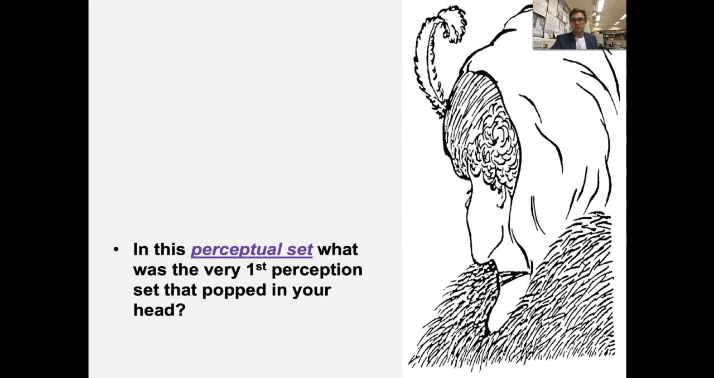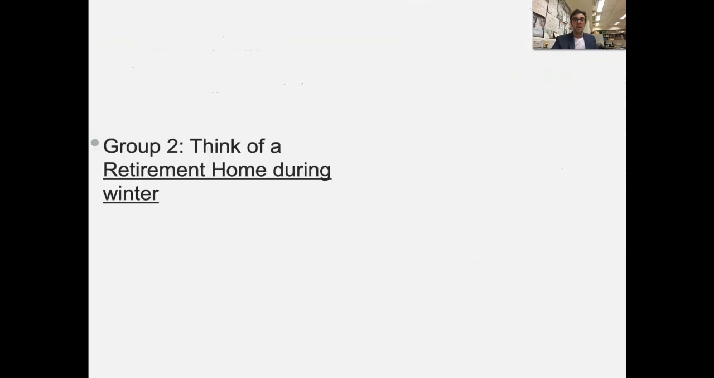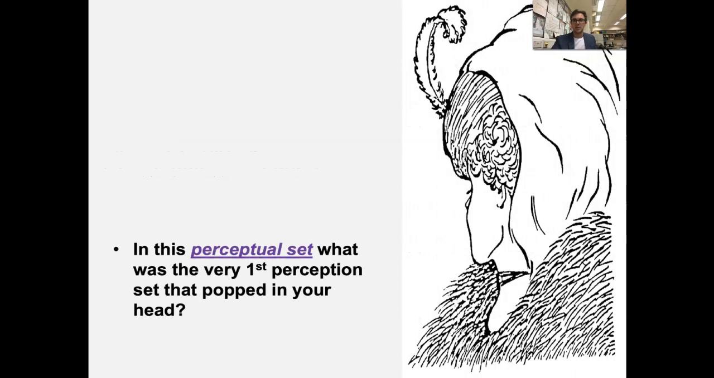Okay, this image right here. Generally, I do a little thing in class with this, but this is a perceptual set. Why is this a perceptual set? Because I could prime you two different ways, right? I could say, hey, group one, think of a campus university in America during the wintertime. And then look at this image. And then for my second group, I could tell them to think about a retirement home during the wintertime. And then ask you to look at this image, right?